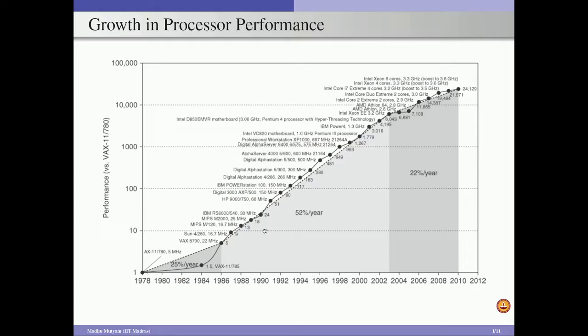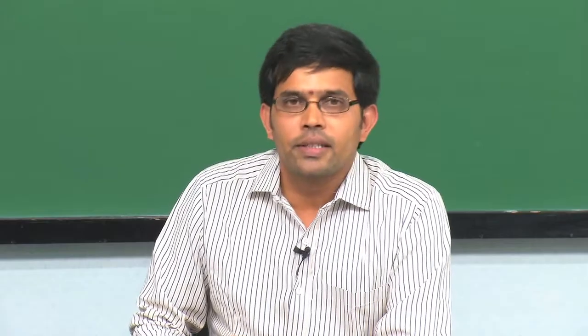If you see the graph, the processor performance has increased almost 25,000 times. The main reason for this high performance improvement in processors is 2 reasons. One is advancements in IC technology, and the second is advancements in computer design, which is mainly contributed by architectural innovations.